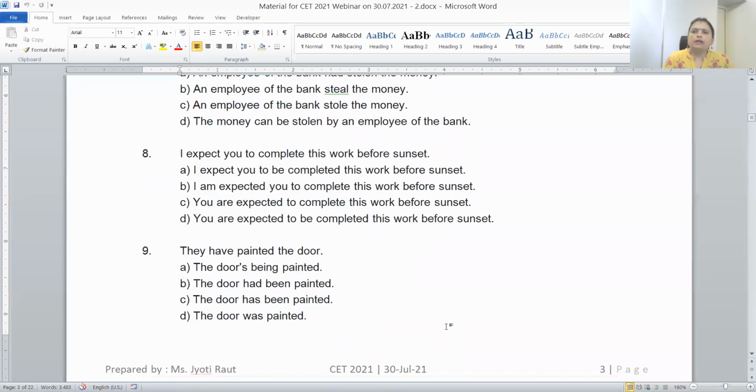I'll go to number 9. They have painted the door. Okay, now please look at this. They have painted the door. They is plural. You're right. So it will take have as the verb. They have painted the door. But now when you change the voice, don't you bring the door in the beginning? And isn't door singular? So then will door take have or has? Yes, and that is why the door has been painted. I hope I have clarified your doubt, Prince.